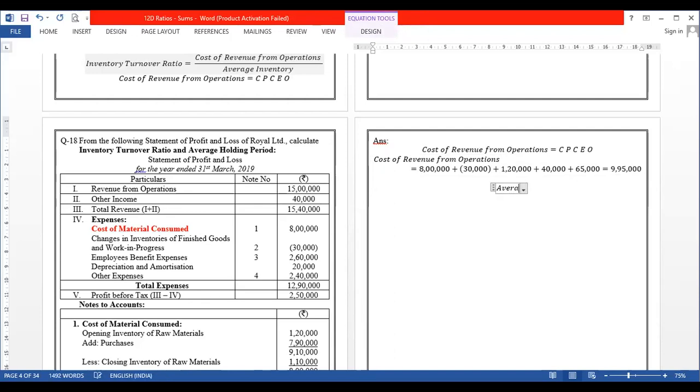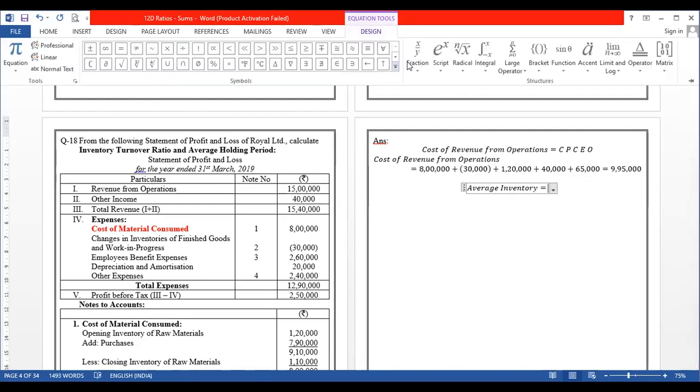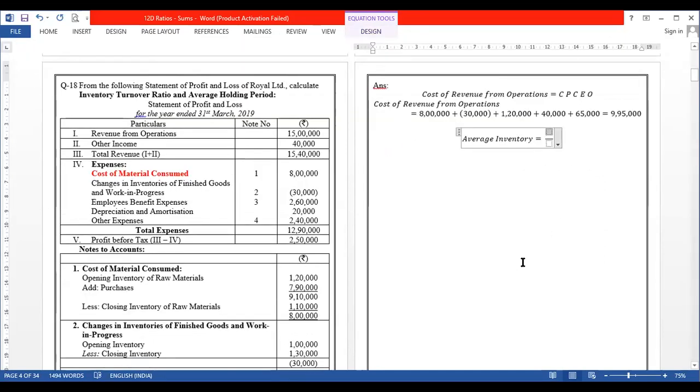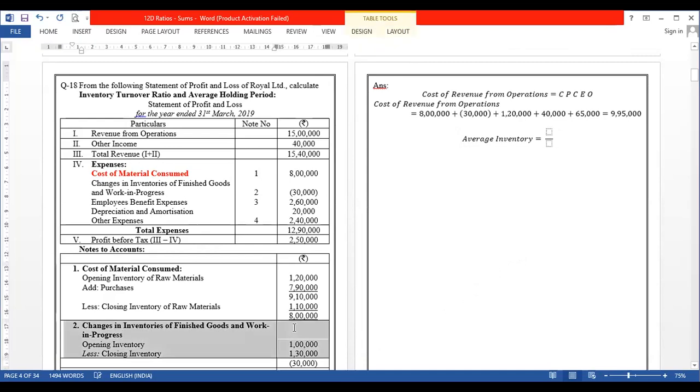Now this is something very important to me, average inventory. Can you tell me from where I will be getting the opening and closing for this average inventory? The formula is simple, opening plus closing divided by 2. But from where will I get the opening inventory and the closing inventory? From notes to accounts, changes in inventories of finished goods. Yes, changes in inventory is one area from where you can always find the opening and the closing inventory. Any other hint apart from this? It is cost of material consumed, right?